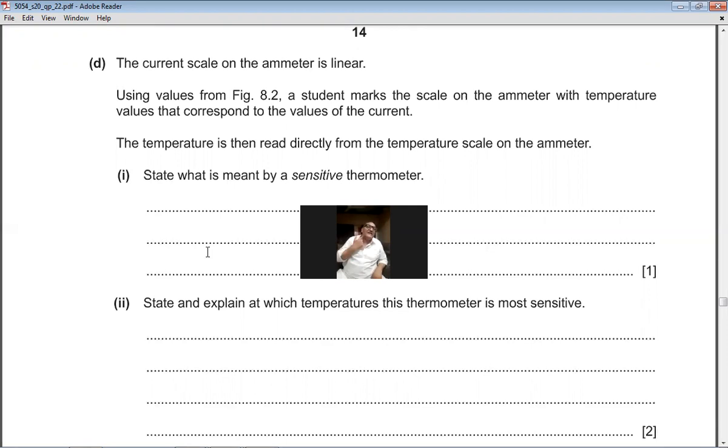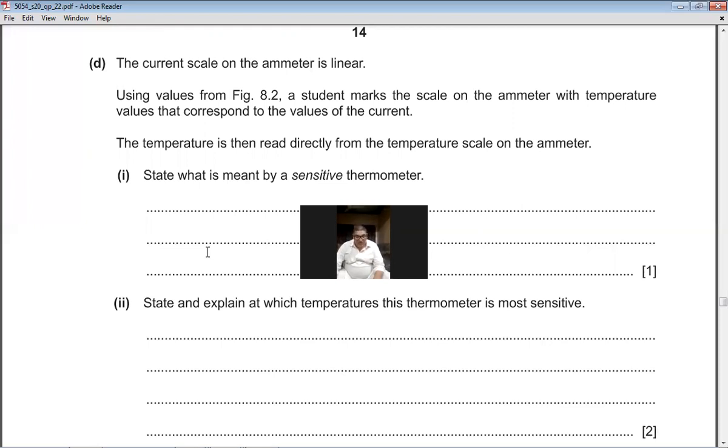A sensitive thermometer means it shows a larger deflection for every degree change in temperature. For a unit degree change in temperature, if the thermometer shows a larger deflection on the ammeter or on the scale, that is, a larger change in whatever property the thermometer is using, we will say that this thermometer is sensitive compared to one showing a lesser change in the property for every 1 degree centigrade change in temperature.